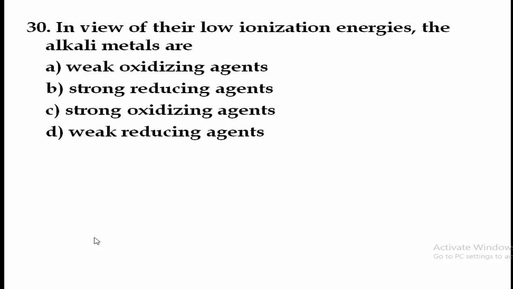30th question. In view of their low ionization energies, the alkali metals are. Since the alkali metals have low ionization energy, they can easily donate the electron. The other element which reacts with those metals will gain the electron, meaning the other element will undergo reduction, and thus they reduce the other elements and hence act as strong reducing agents. So option B is the correct answer. These are some questions from the s-block elements related to alkali metals.